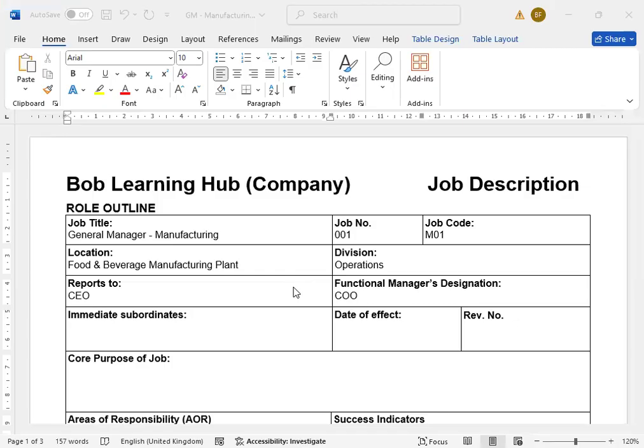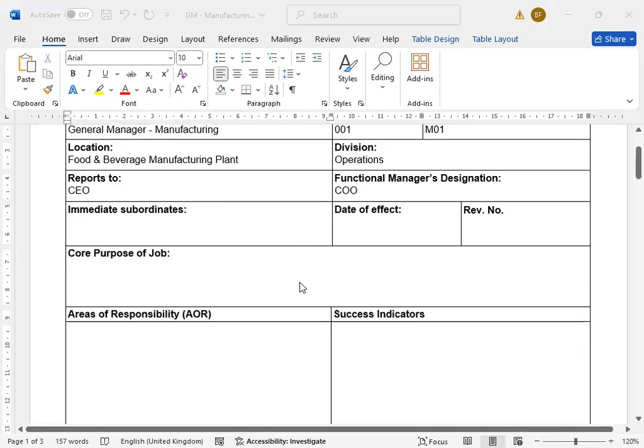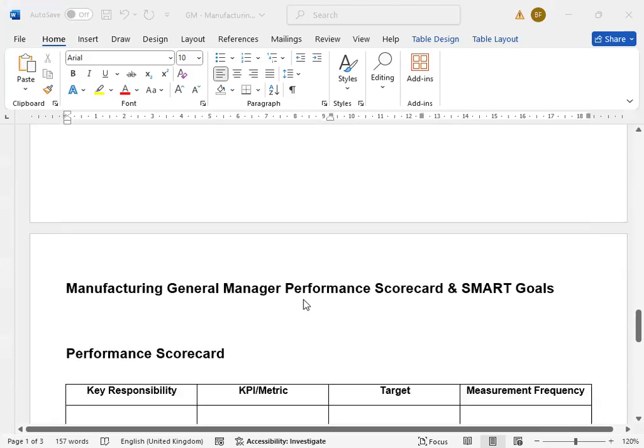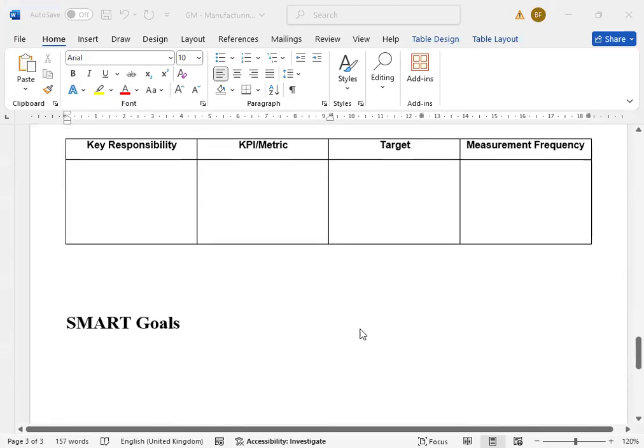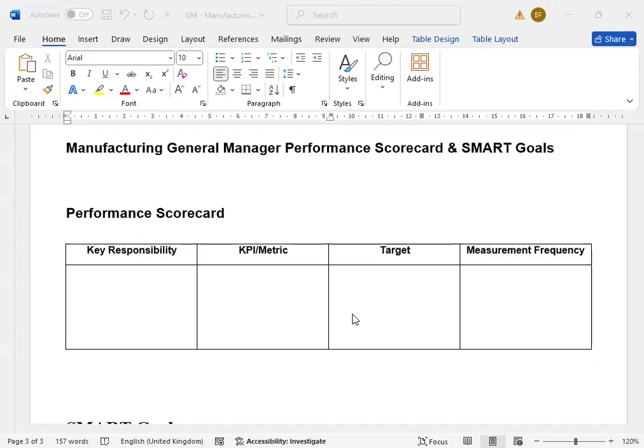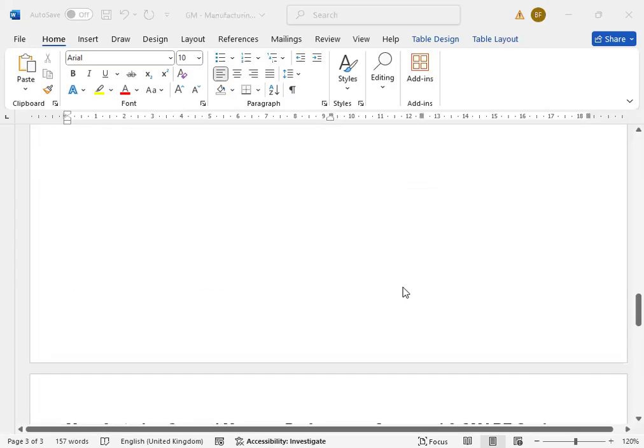Hey everyone, today I would like to share with you three things. The first one is the job description, the second one is the performance scorecard, and the third one is SMART goals. But I don't think I'll be able to do this in one shot. So what I would like to do is a three-part video of these items: the job description writing, performance scorecard, and the SMART goals.